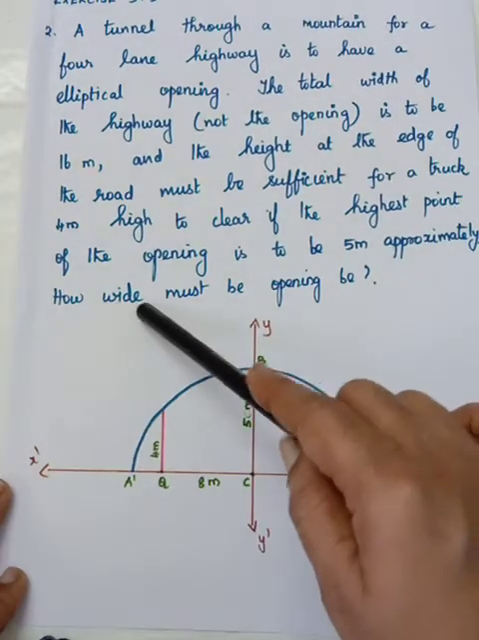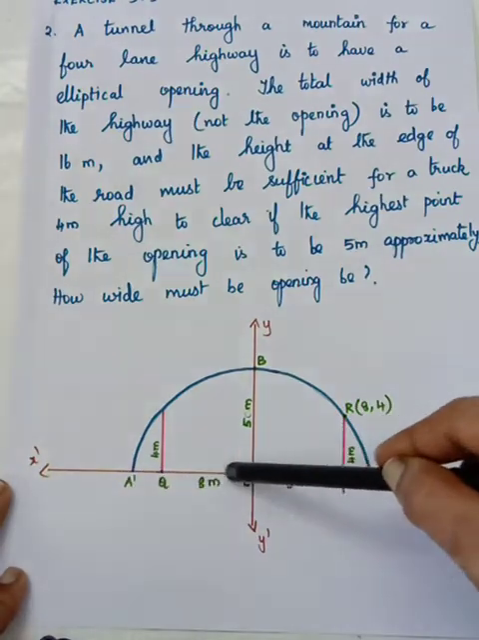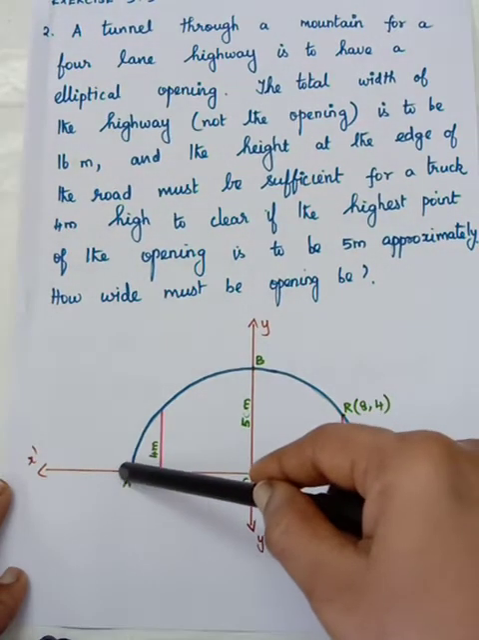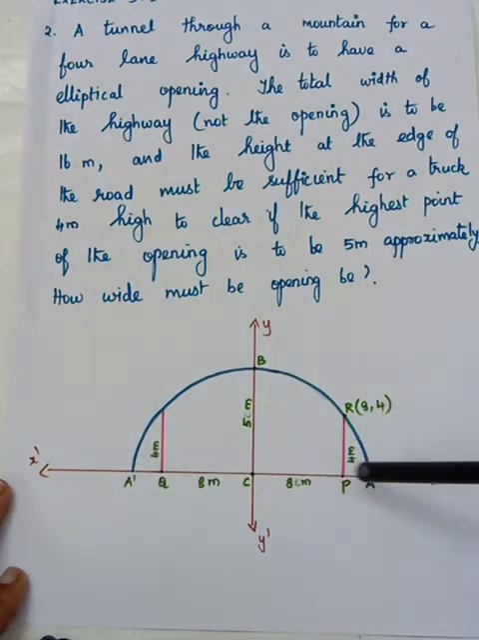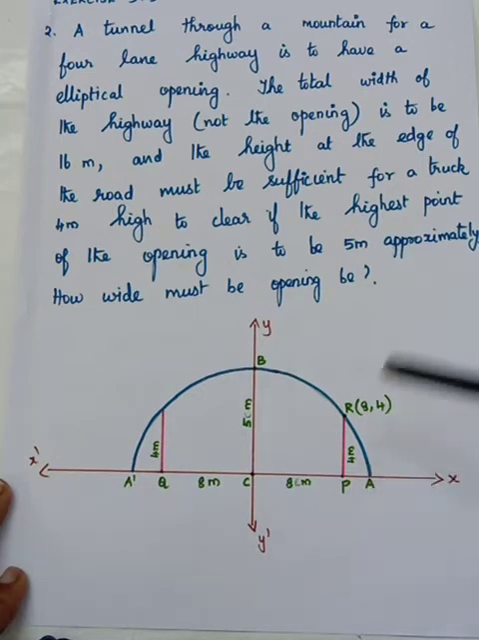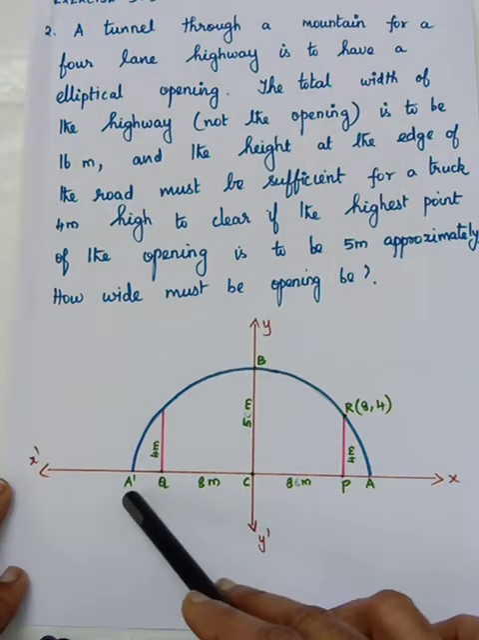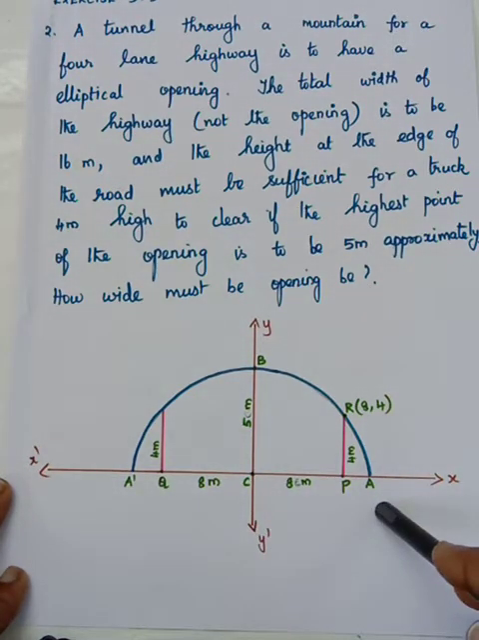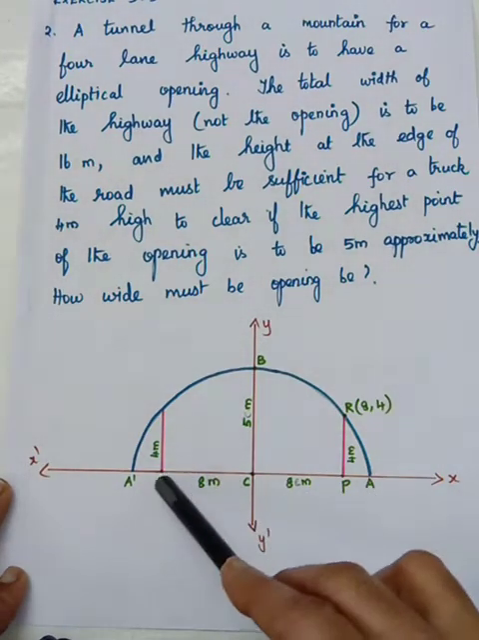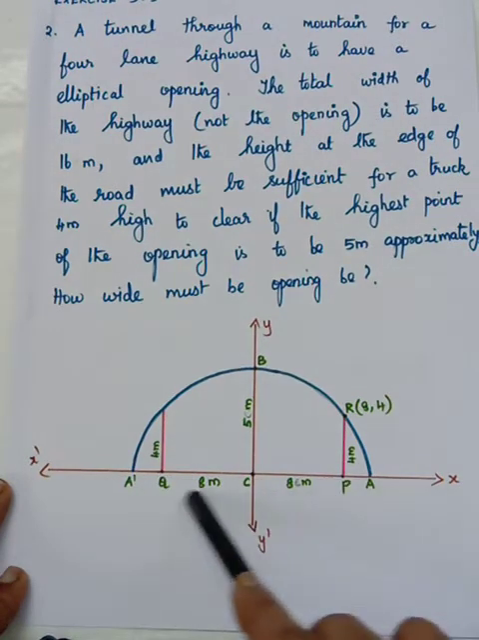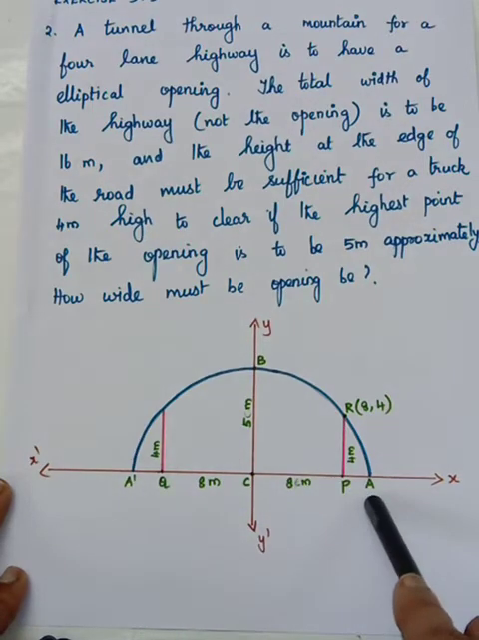But what is asked is, how wide must the opening be? So the tunnel opening, how will it be? That is A dash. So we have to find A dash. Okay, so from the given result, in the previous example A dash was given. But here the tunnel opening is not given. Instead, the 4-lane opening PQ is given, whose width is given. So therefore we have to find A dash.